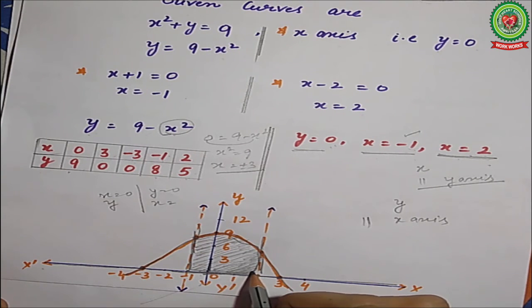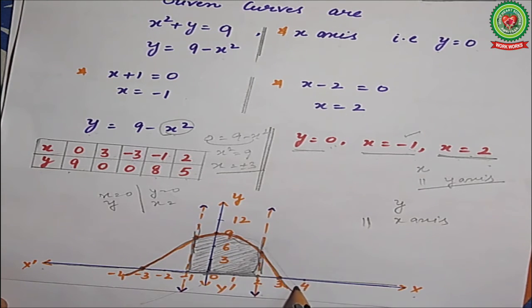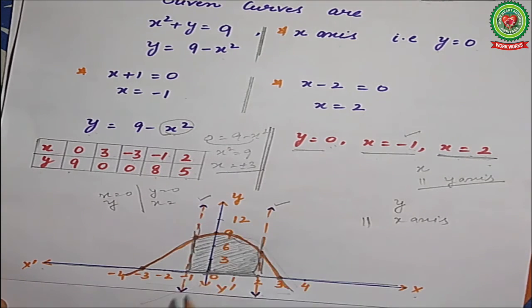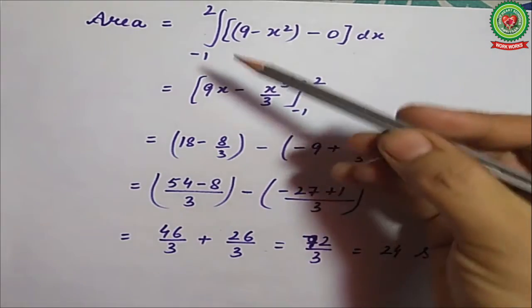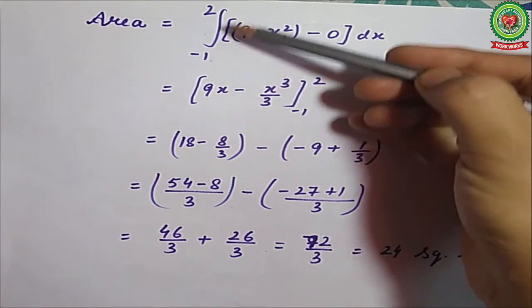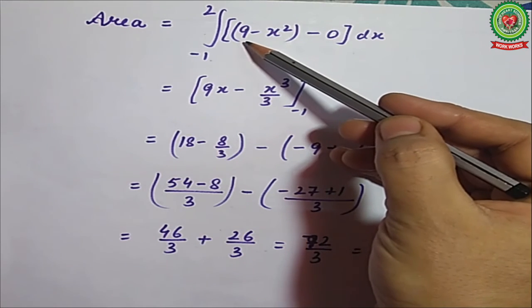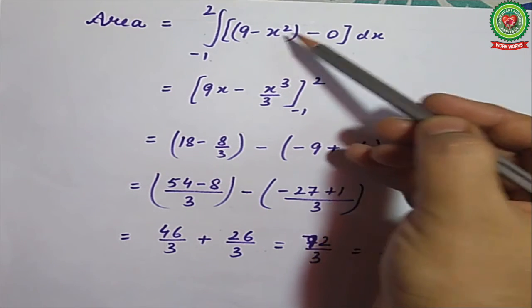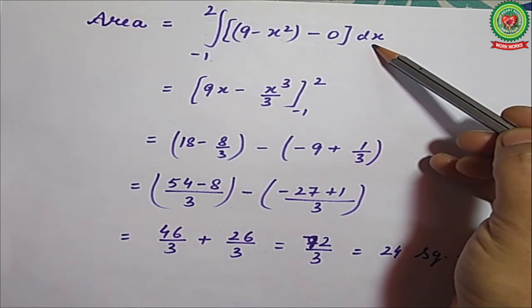If this is the required area, according to the curve, it is upper curve minus lower curve. The lower curve is 0. So what are the limits here? These two parallel lines cut the curve at the x-axis, at the points minus 1 till 2. So the required area is from the interval minus 1 till 2, upper curve value 9 minus x square, minus lower curve 0, with respect to x.